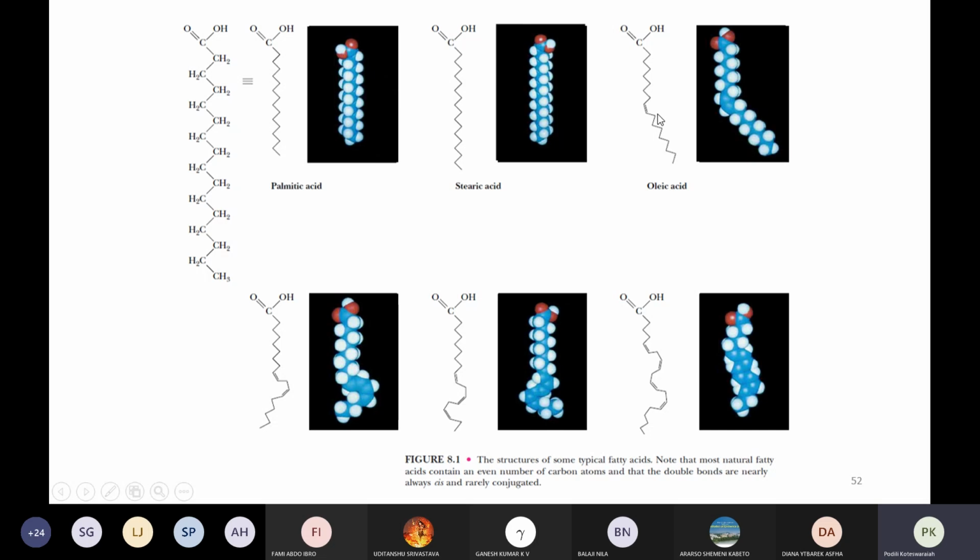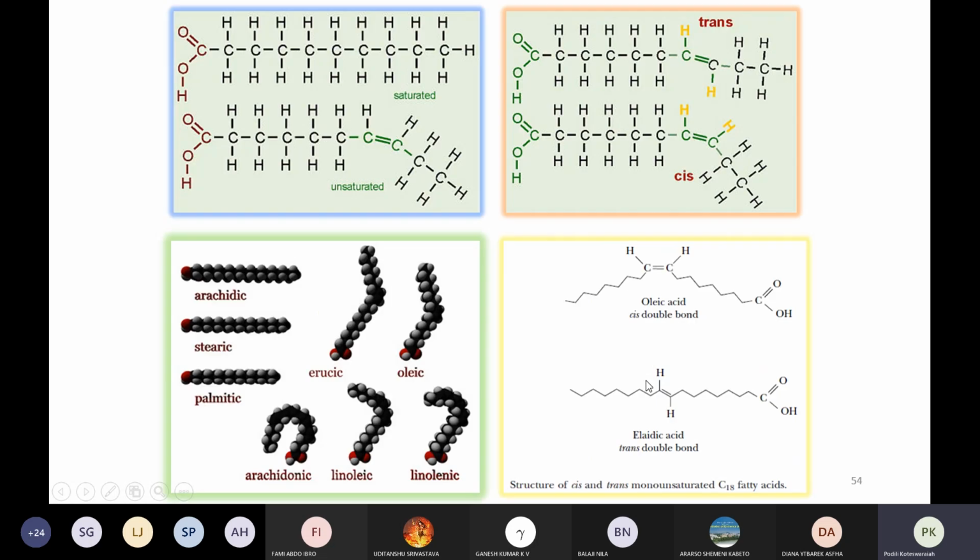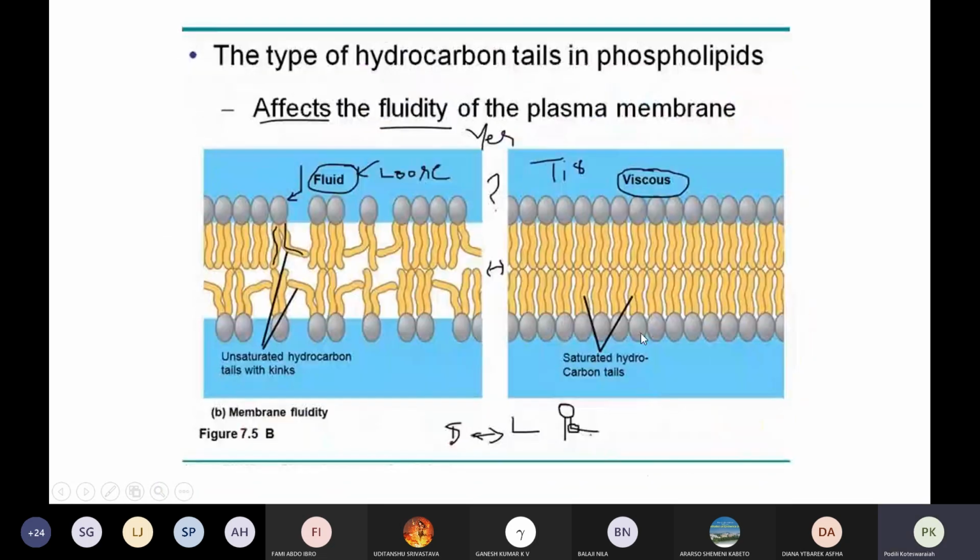Here oleic acid has only one double bond, whereas stearic acid and palmitic acid have no double bonds, so they have straight tails. In oleic acid, one double bond creates a bend in the structure, whereas as the number of double bonds increases, in this case two double bonds, in this case three, in this case four, the fatty acid becomes more and more kinked. As a result, the fatty acids also become more and more fluid with increasing degree of unsaturation. And this is about this one.